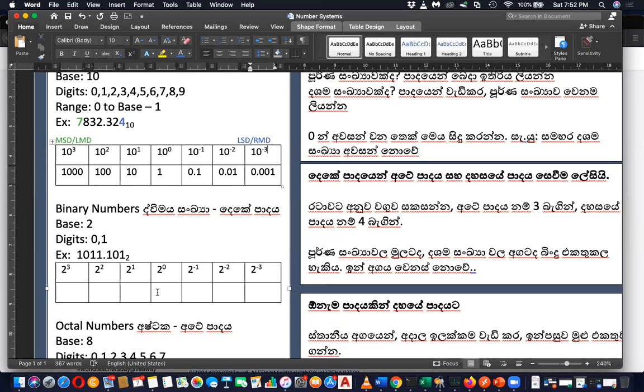Okay. Can you give me the answers? 2 to the power 0 is what? What is the value? Please. Hello. Are you there? One. Any number to its power 0 is 1, correct? No, it's not 0. Any number to its power 0 is 1.